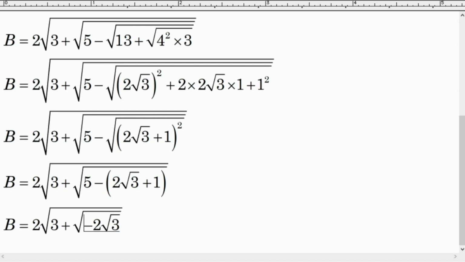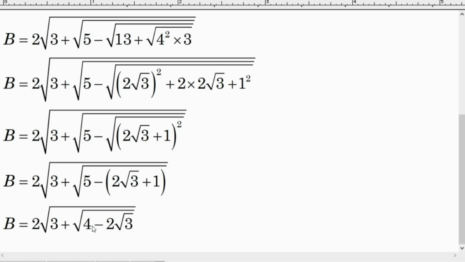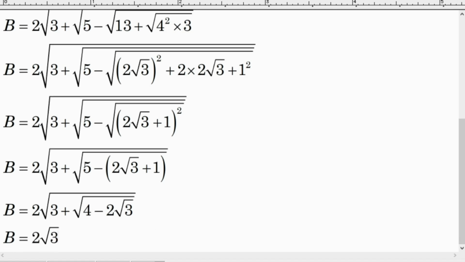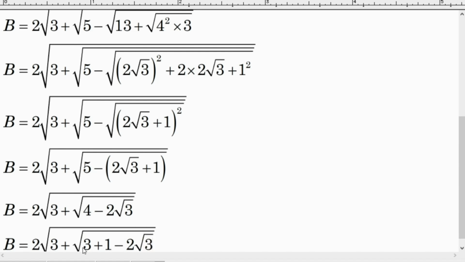So then here is equal to 4. Okay, so now what we need to do, we have to simplify the next square root. We need to make the number under the square root to be a perfect square again for this number here. Okay, then b equal to 2 square root of 3 plus, and here we have 4 can be written as 3 plus 1. Okay, and then minus 2 square root of 3.